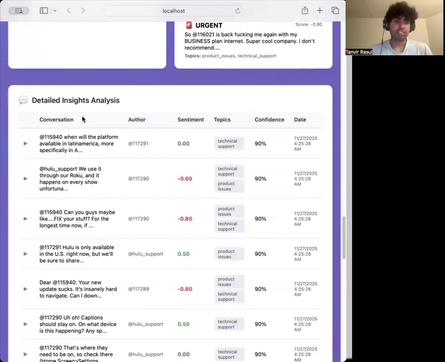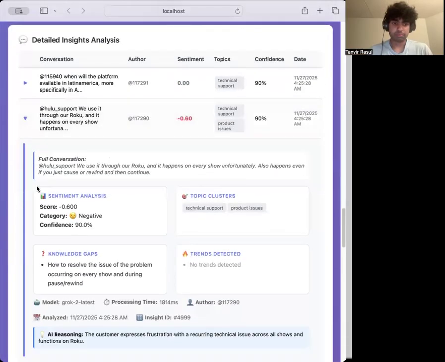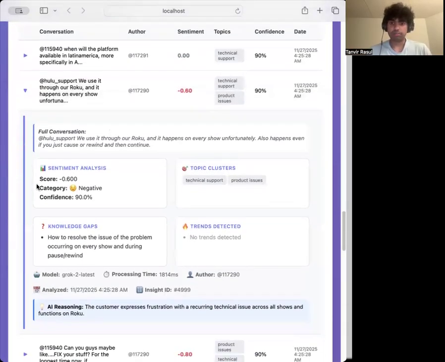So this is our detailed insights analysis. Each conversation is fully analyzable. If we click any of the rows, we can get a complete breakdown. Let's just go with this one, for example. We can see the full text right here. We can see the exact sentiment score. This one scored negative 0.6. This is because there's some negative sentiment, such as using the word unfortunately, which has a negative connotation.